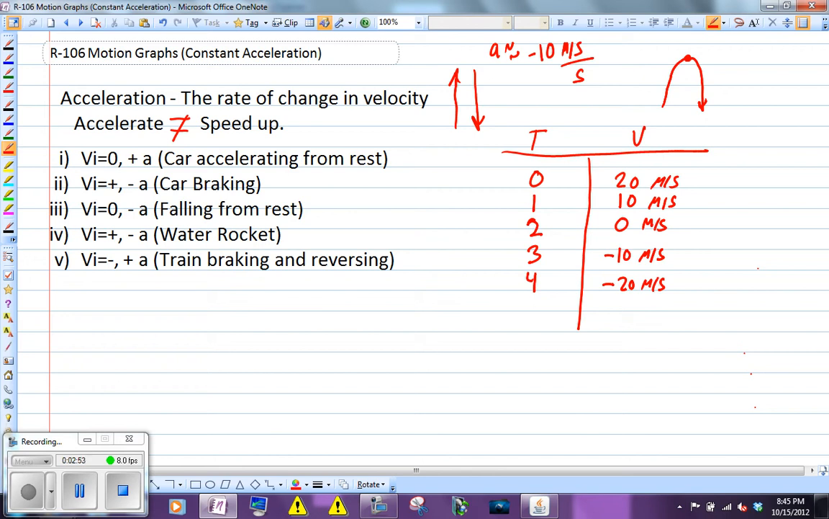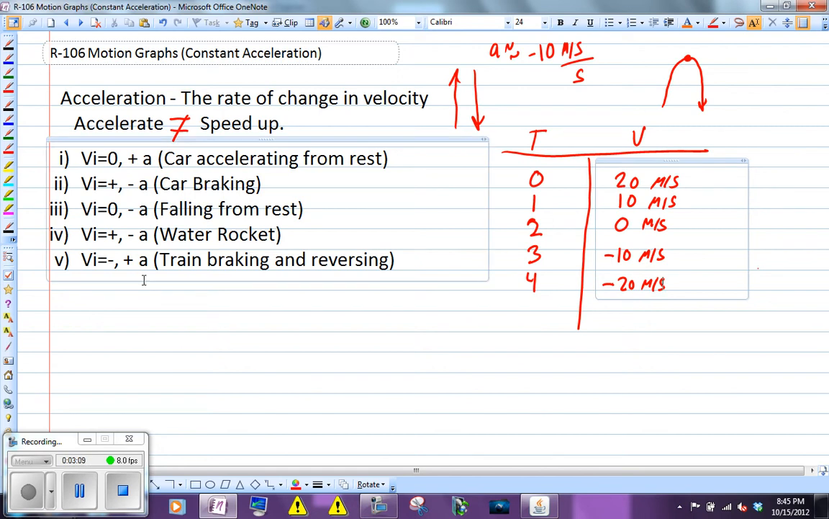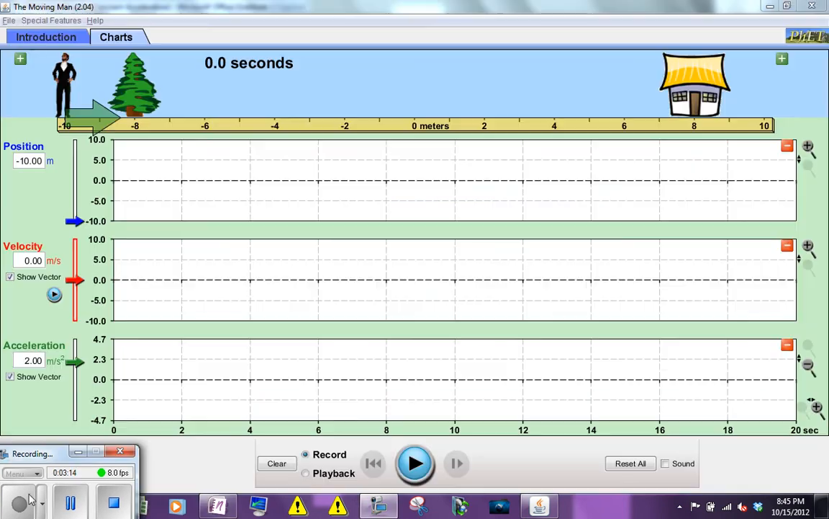So I don't want you to think of acceleration as speeding up. I want you to think about it as a change in velocity. So let's start looking at some situations. We're going to look at these 5 situations in terms of initial velocity and acceleration, and we're going to look at their position time graph and their velocity time graph. So first, let's look at a car accelerating from rest.